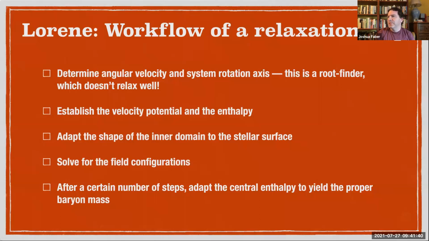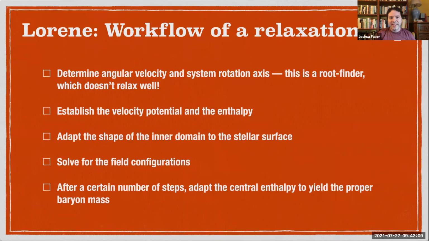What does it look like to do a Lorraine step? It's more complicated than you might otherwise expect. The first step is actually something that you wouldn't think of from a Newtonian calculation necessarily at all. The first step in a Lorraine calculation is determine the angular velocity of the system and the system rotation axis point. You need this in order to set the velocity fields, which control the source terms for the other equations.